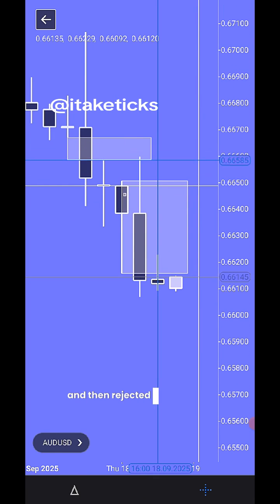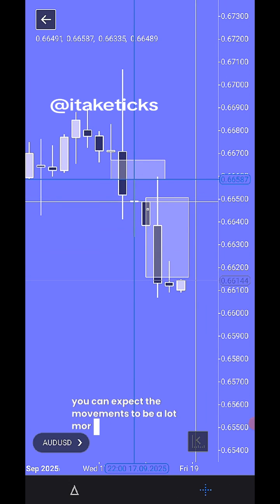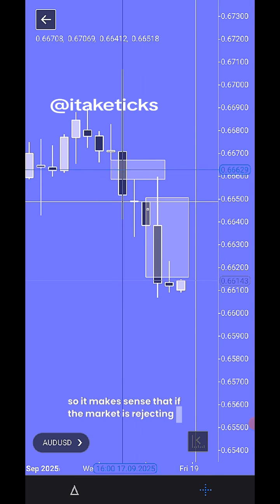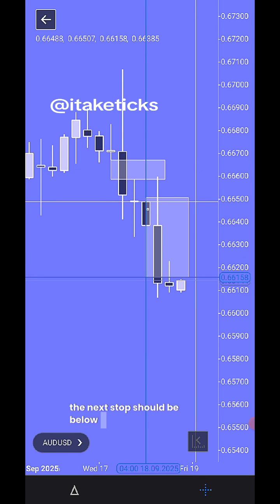and then rejected. Remember, if you're trading on a higher time frame, you can expect the movements to be a lot more dramatic and to yield a lot more pips than you would receive on the lower time frame. So it makes sense that if the market is rejecting this fair value gap, the next stop should be a low, which is the most recent one down here.